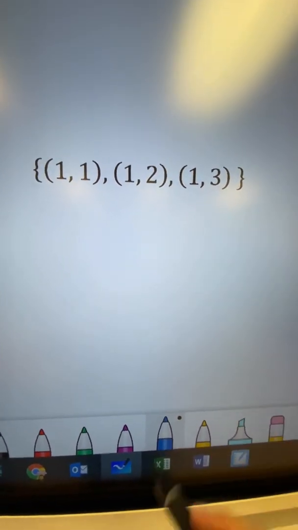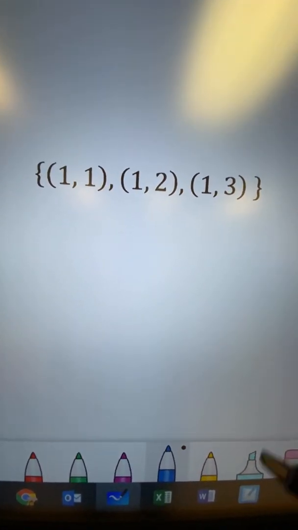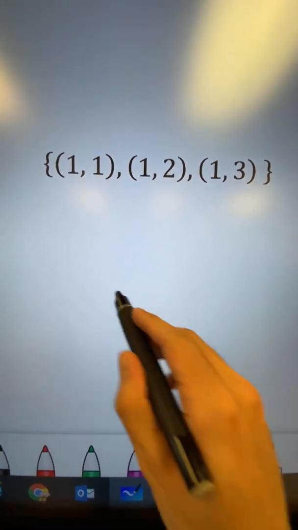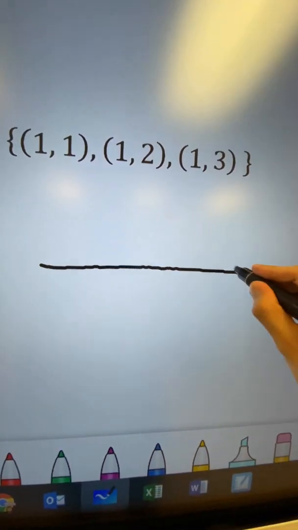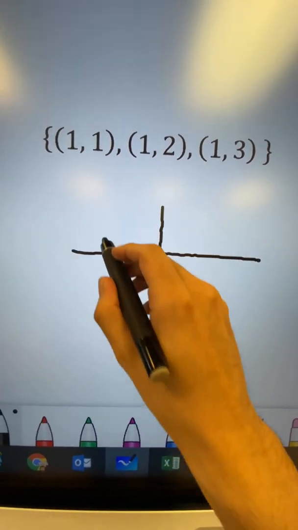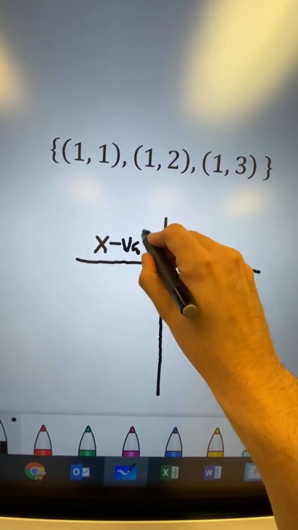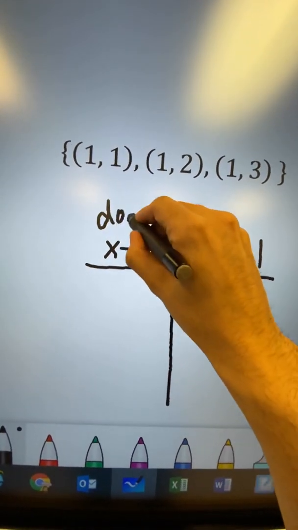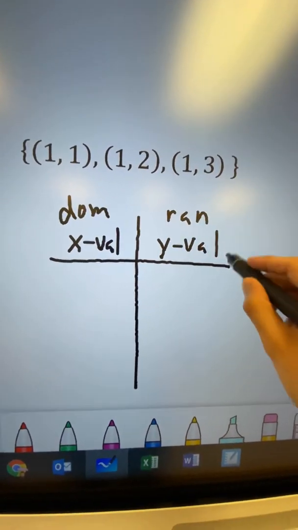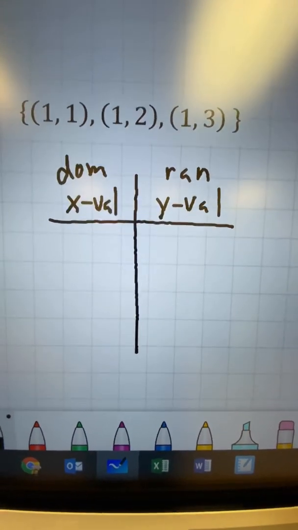Let's represent this set of ordered pairs as a table, a graph, and a diagram. I'm going to start off with the table first. It's like a T-chart, so I do this. My X values are going to go here, and my Y values are going to go here. My X values represent my domain, and then my range is represented by the Y values.